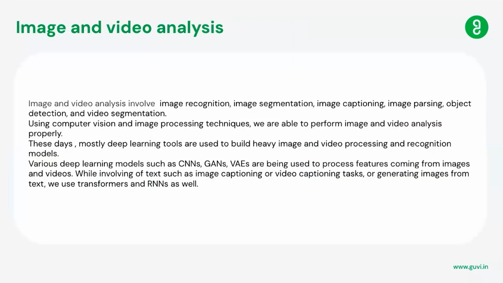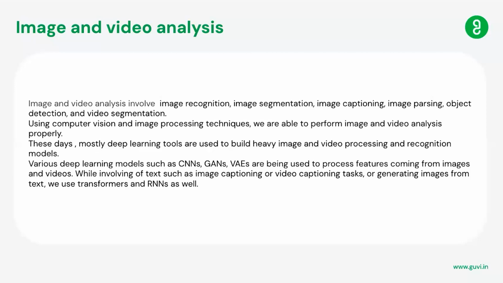So let's start by talking about image and video analysis. In very simple terms, image and video analysis will look at different kinds of tasks that involve images and videos. Tasks such as image recognition, where you want to recognize a particular image; segmentation, dividing a particular image into different segments; image captioning, identifying a textual description for a particular image; parsing, object detection, and video segmentation. These are different kinds of tasks that you can do under image and video analysis.